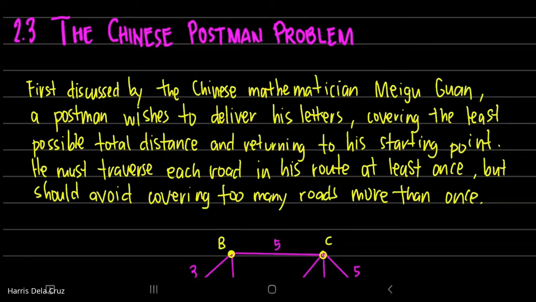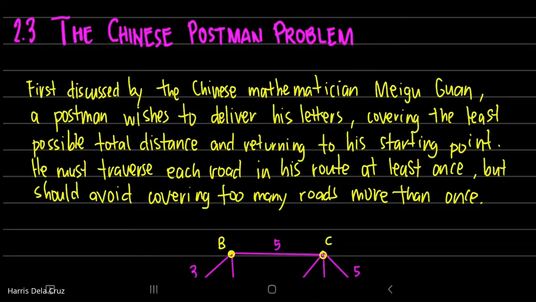So, distance dependent to. And returning to his starting point. So, ang mangyayari, he must traverse each road in his route at least once. Pero sometimes, dumarating sa point na kailangan mong ulitin yung certain route. Kasi there's no other way. May mga ganong graph na you cannot traverse it once unless it's a Eulerian graph, di ba?